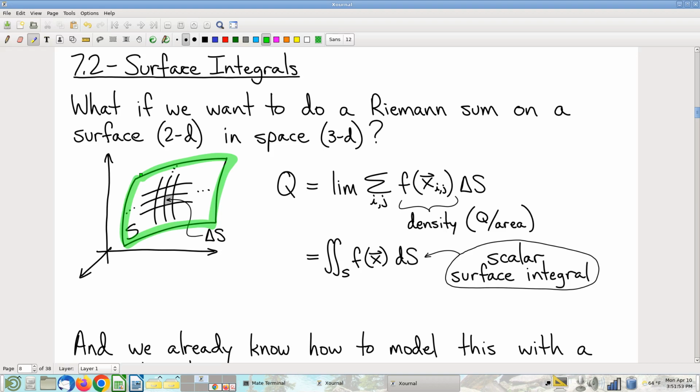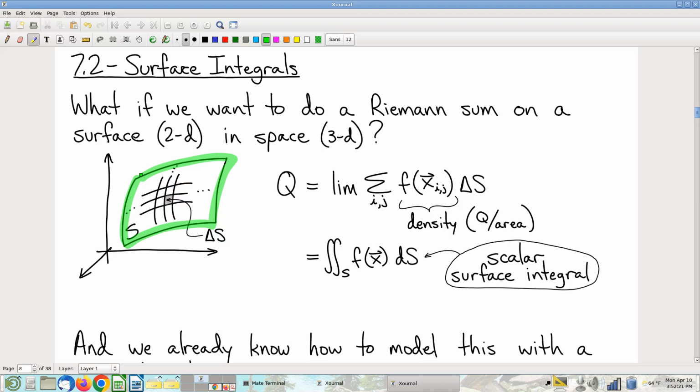Or if maybe this is a hillside and there's a bunch of wildflowers all over the surface, and the thing is there's a lot more wildflowers per unit area lower down. I don't know, maybe there's more water down there. There's a lot fewer wildflowers per unit area up higher. Right? Maybe the wildflower density is dependent on height. Right? Highly plausible. How would I compute the total number of wildflowers?